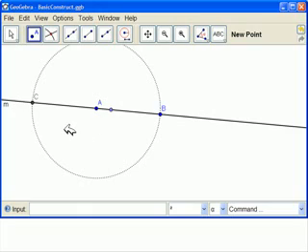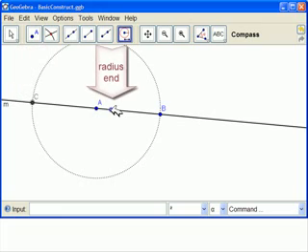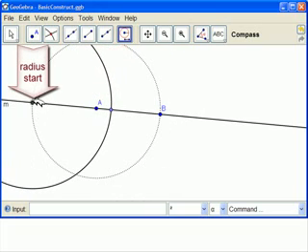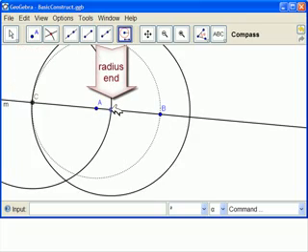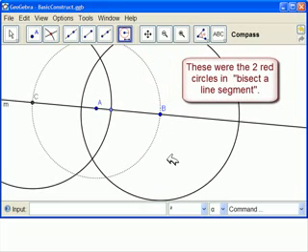So now what do we need? We need two circles with the same radius. The radius is from C to this point. One has a center at C and the other will have a center at B, and we will have our bisector that goes through A. So get our compass tool, C, other point, back to C as the center; C, other point, back to B as the center. So these were the two red circles in the segment bisector.